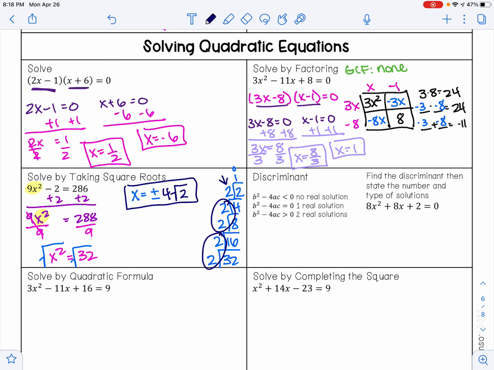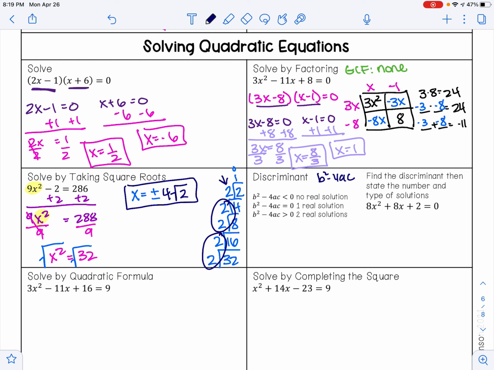We also learned about the discriminant. Remember that the discriminant is b squared minus 4ac. And when you do this, if you get a number that is less than 0, then that means that you will have no real solution. If you get 0, you will have one real solution. And if you get a number that is greater than 0, you will have 2 real solutions.